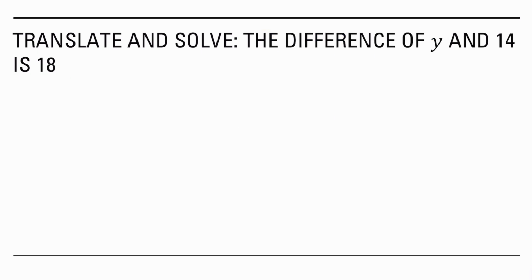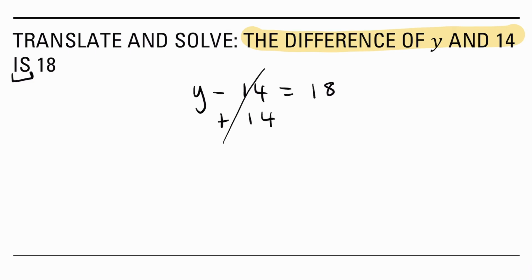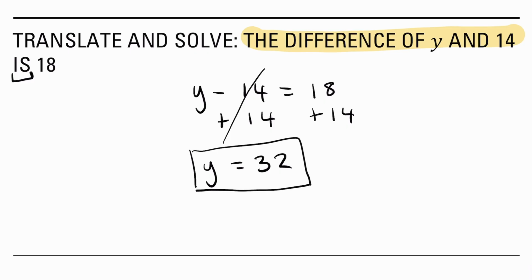Translate and solve. The difference of y and 14 is 18. So the difference of y and 14, remember that's y minus 14. And is means equals, and then we've got the number 18. Now to solve that, we've got something subtracted, so we want to add. So we've got plus 14, which cancels that. We've got to make sure that we add it to both sides of the equation. So then we get y is equal to 32. And just to check our work, 32 minus 14 is equal to 18, and that is true. So y equals 32 is the solution there.